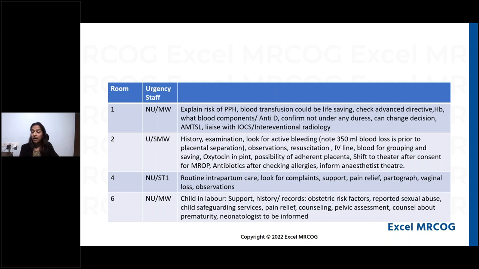You have to consider the possibility of adherent placenta as well. If it's not coming out, shift to the theater for MROP, because it can be adherent, and if you do it in the labor room, she can have a vasovagal shock, as analgesia or anesthesia may be minimal, and she may go into shock. That is why you need to shift her to the theater.